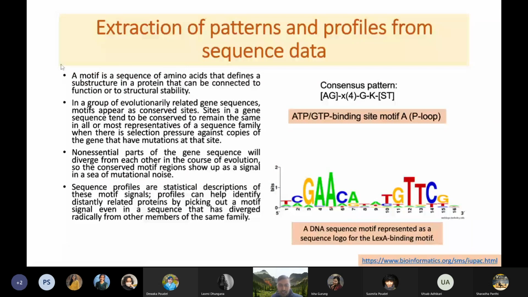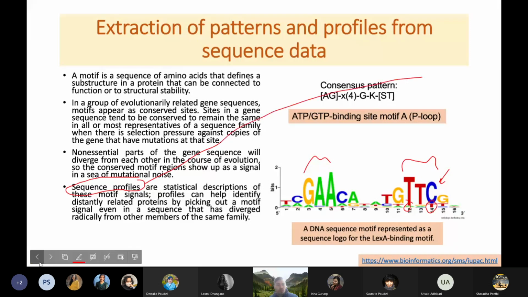Here we see that the chance of G and A occurring is maximum in these regions. G and T occur frequently, and the chance of another A occurring in this region and T occurring in this position is quite low. So we can construct these kinds of sequence profiles and do a search on the basis of the sequence profile. This is another example of a sequence profile.